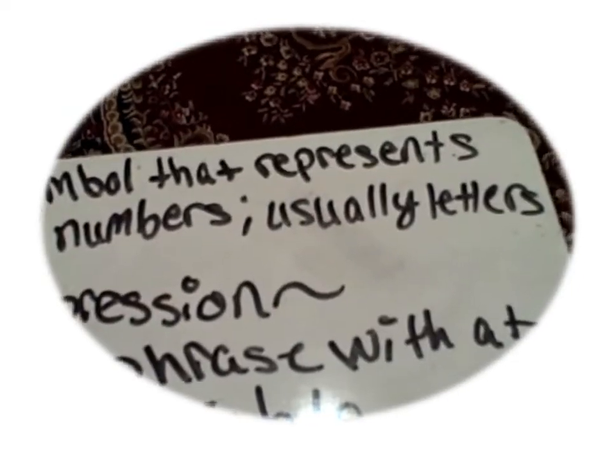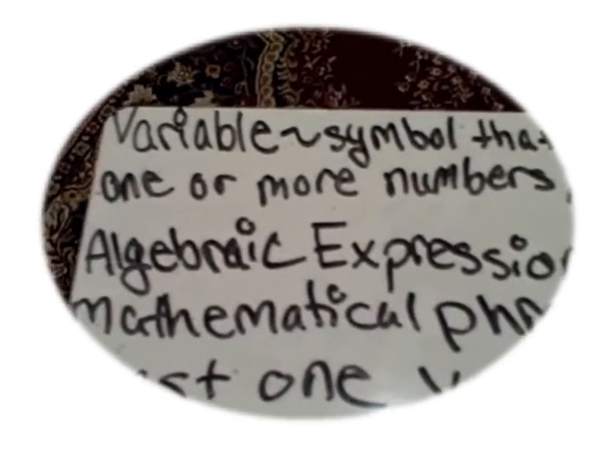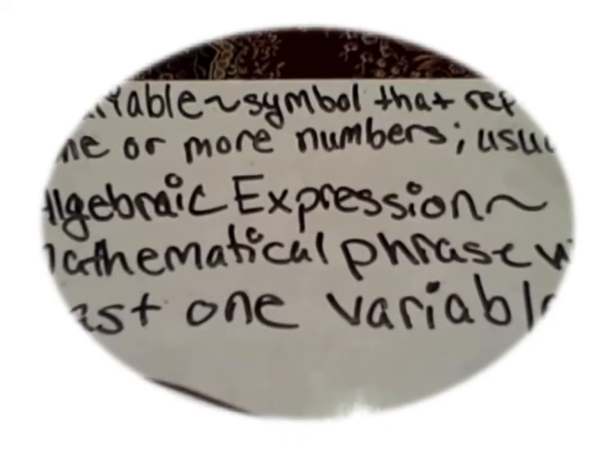Hey, it's Molly again. I'm going to teach you Lesson 2-1, Writing and Evaluating Algebraic Expressions. Now, here's the vocabulary. A variable is a symbol that represents one or more numbers and is usually a letter. An algebraic expression is a mathematical phrase with at least one variable.